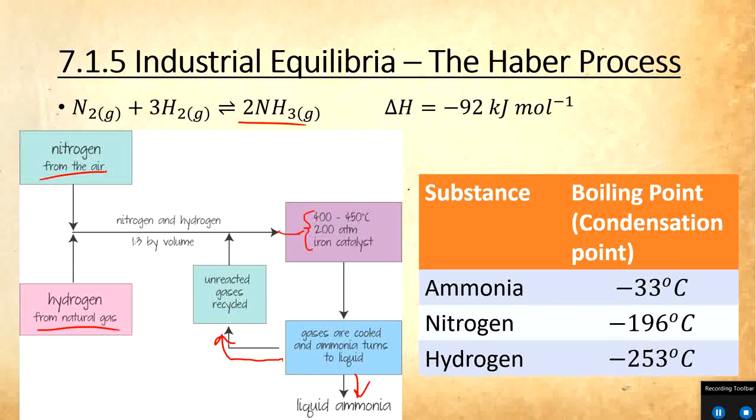Now, why is ammonia's boiling point so drastically different? Remember, one of the key things is it has hydrogen bonding because it has those nitrogen-hydrogen bonds. So that hydrogen bonding is what leads it to have such a higher boiling point, those much stronger bonds.